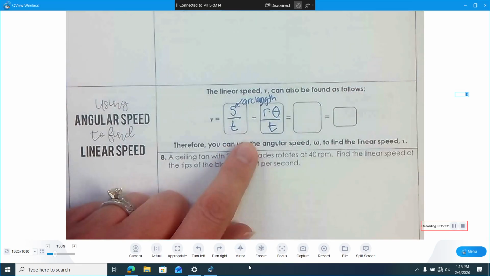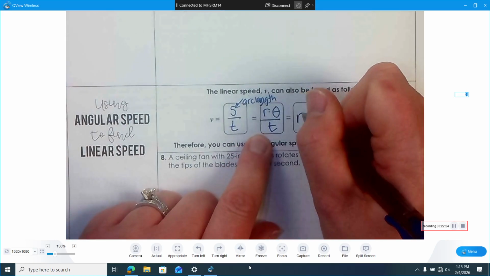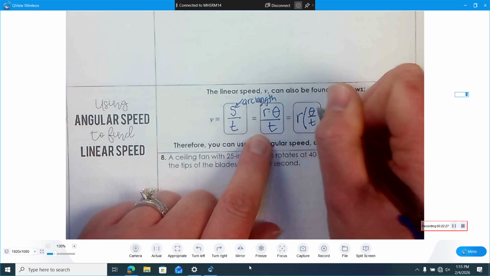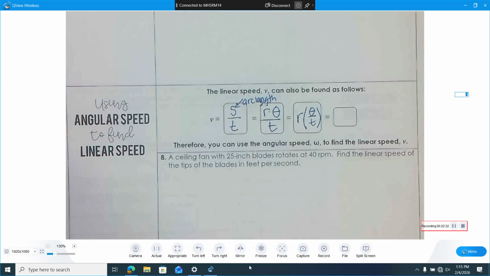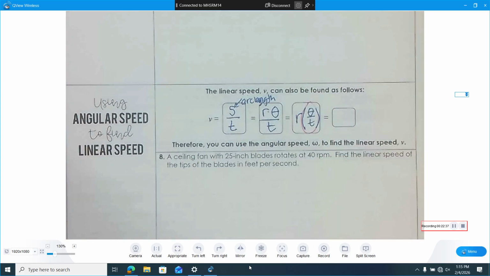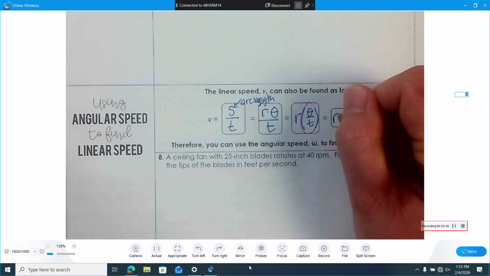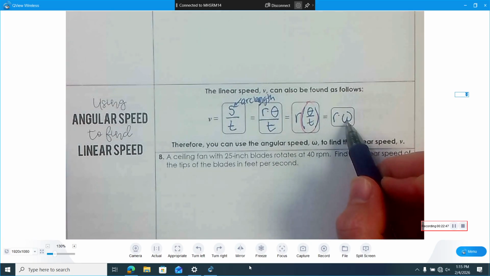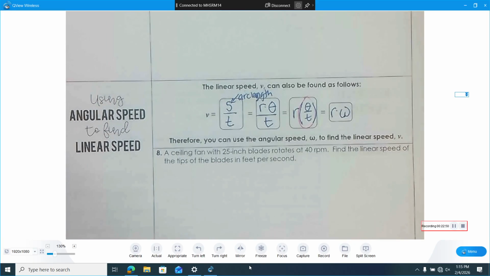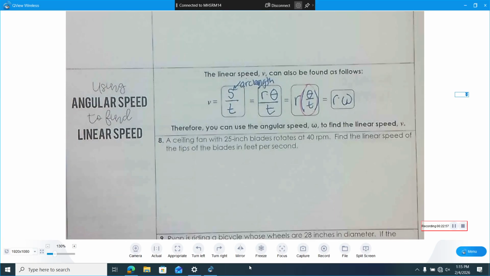But then we have the radius times theta over time. Well, theta over time is what we just did. The angle that we sweep out over a certain amount of time is just angular speed. So that is radius times omega. So if we can figure out our angular speed, to figure out linear speed, all I have to do is multiply by the radius. And that'll give us the linear speed, which is kind of nice. So let's try a couple of those so you can see.